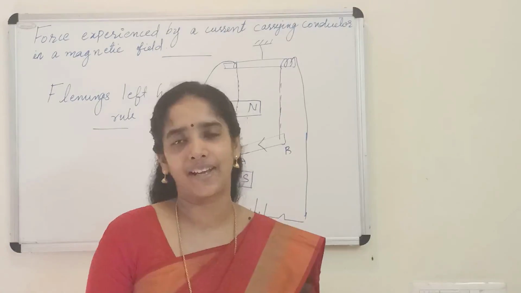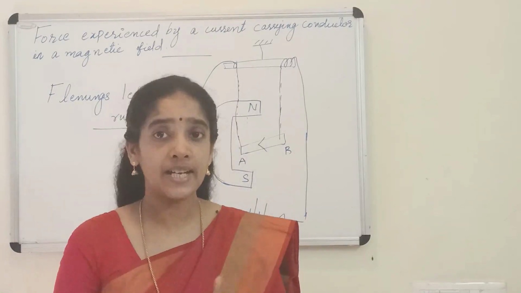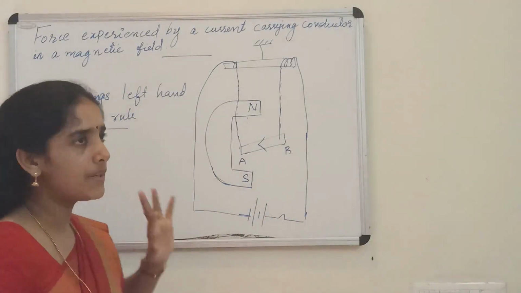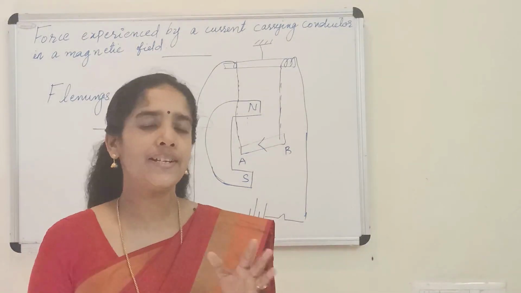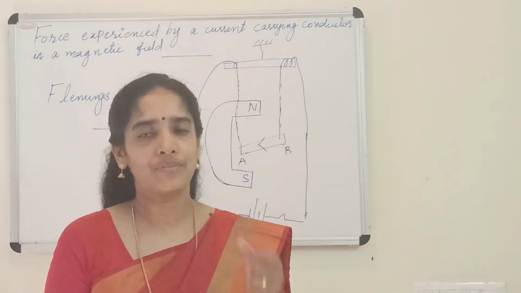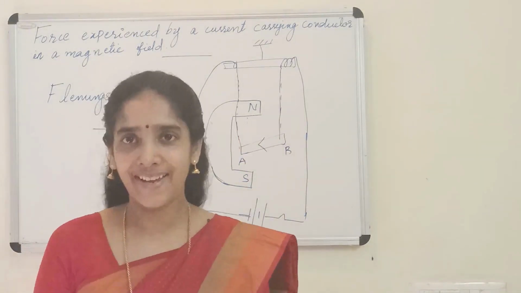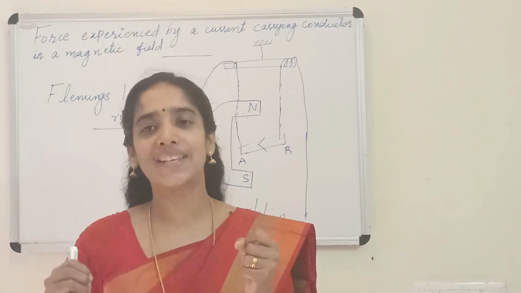Okay, so if a current carrying conductor is kept in a magnetic field, a force will be experienced by that conductor. In which direction? That we can find with the help of Fleming's left hand rule. So let us see what Fleming's left hand rule is. First of all, take your left hand, not the right hand. It's the first confusing thing for us.